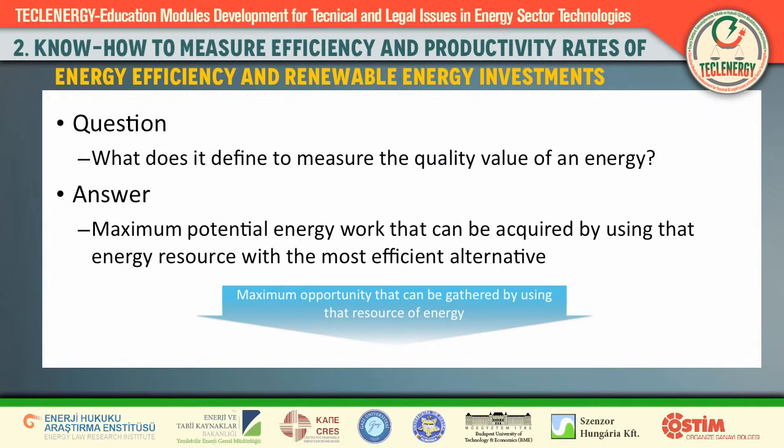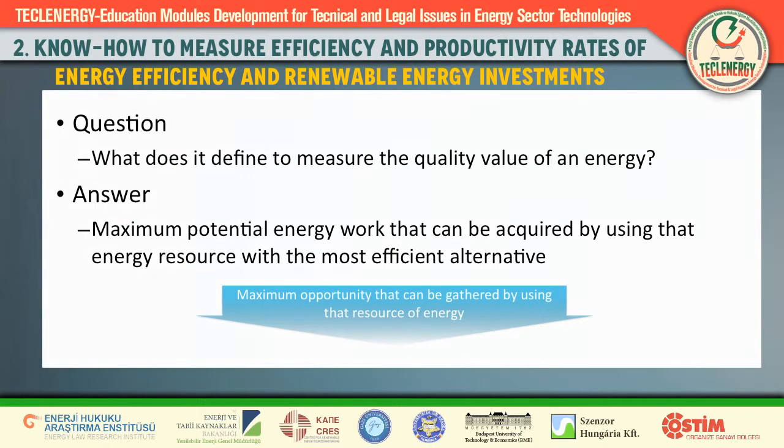Each energy resource item has a quality value, which means its exergy value. Energy has a quality value beside its quantity, and this value shows the work potential of energy. The higher quality value means the higher possible work output that can be procured. Hence, what percent of that work potential of an energy resource item is achieved in converting it to work output must be taken into account while measuring efficiency.